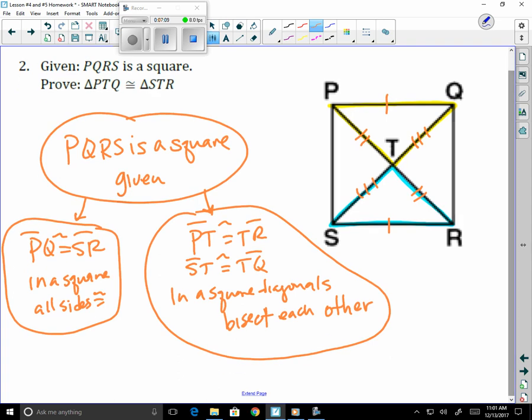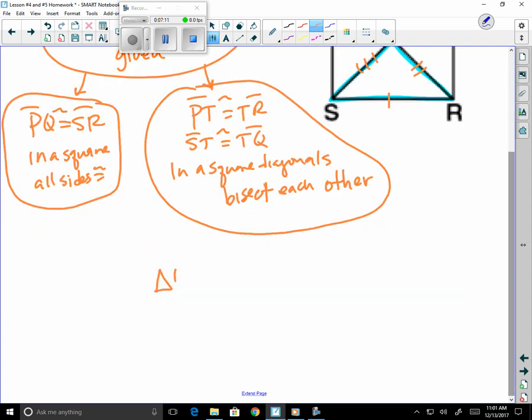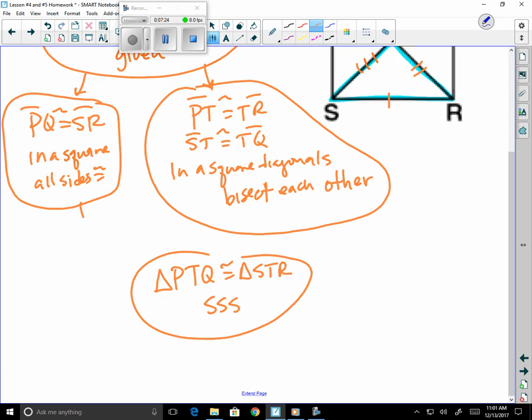So now what I can say is that triangle PTQ is congruent to triangle STR by side, side, side. Because this given told us that we have 3 congruent sides, 2 from that one bubble. Those are the 2 from lesson 4. Let's take a look at the question from lesson 5.